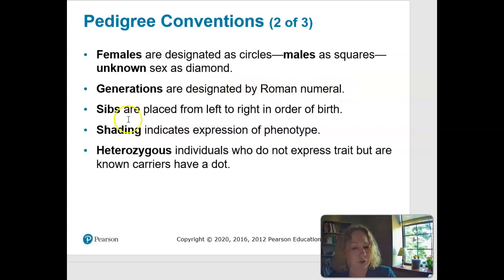Generations are designated by Roman numerals. Siblings are placed from left to right in order of birth. Shading indicates expression of a phenotype. Heterozygous individuals who do not express the trait but are known carriers have a dot.